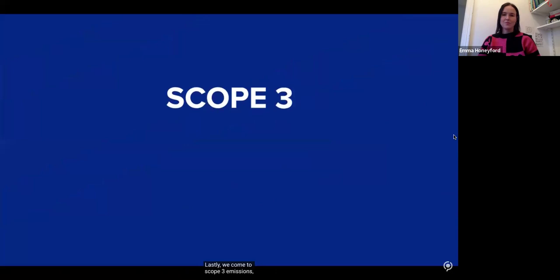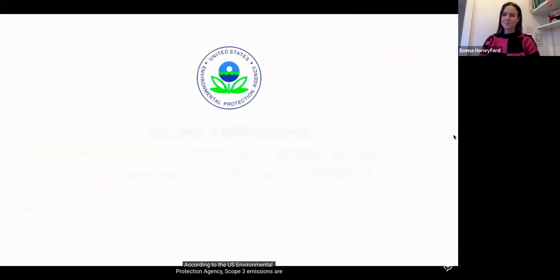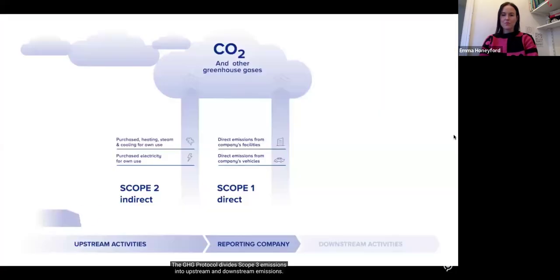Lastly, we come to Scope 3 emissions, the indirect value chain emissions of a reporting company. According to the US Environmental Protection Agency, Scope 3 emissions are the result of activities from assets not owned or controlled by the reporting organization. These emissions can represent the largest portion of its greenhouse gas emissions inventory and are the most challenging ones to calculate. The GHG protocol divides Scope 3 emissions into upstream and downstream emissions.